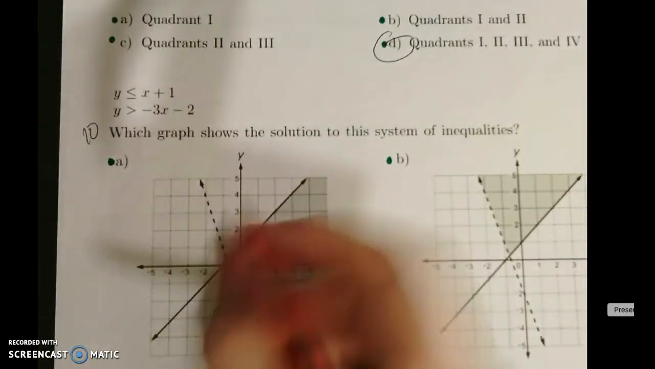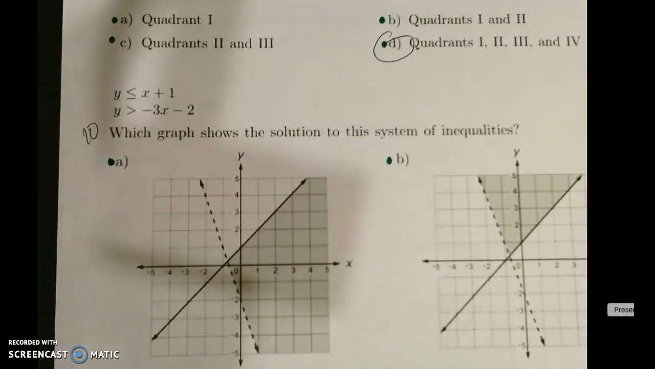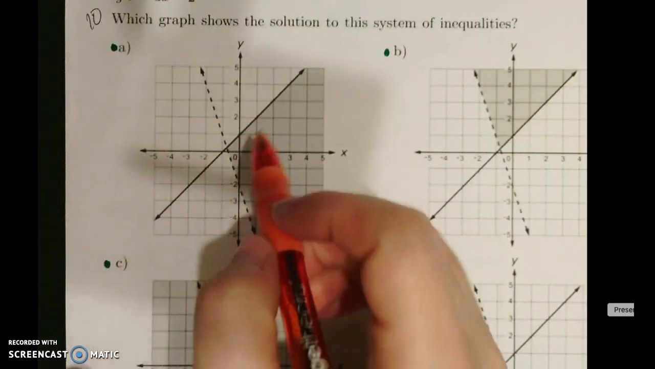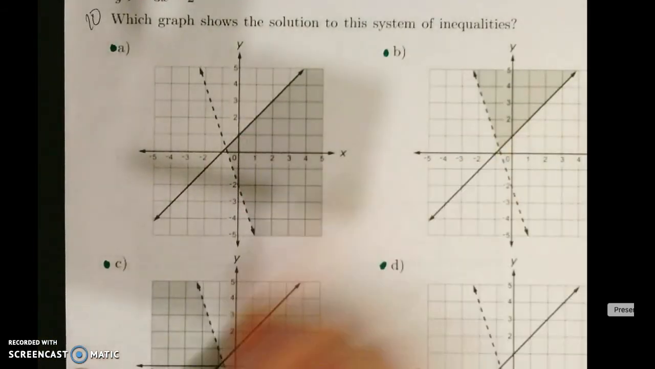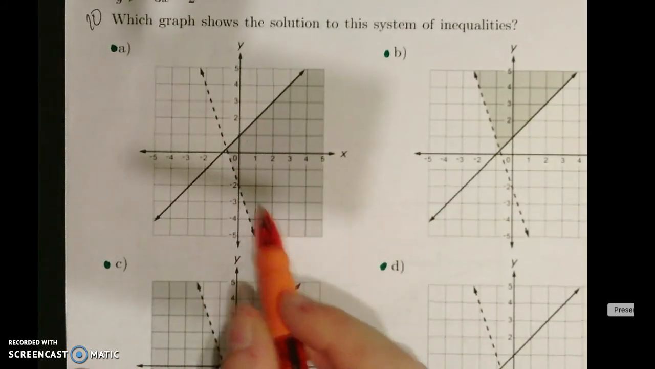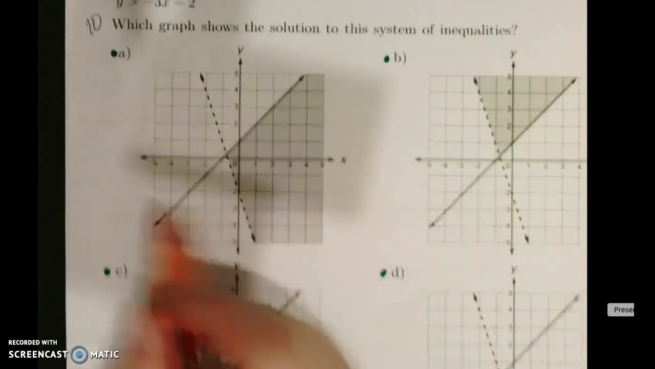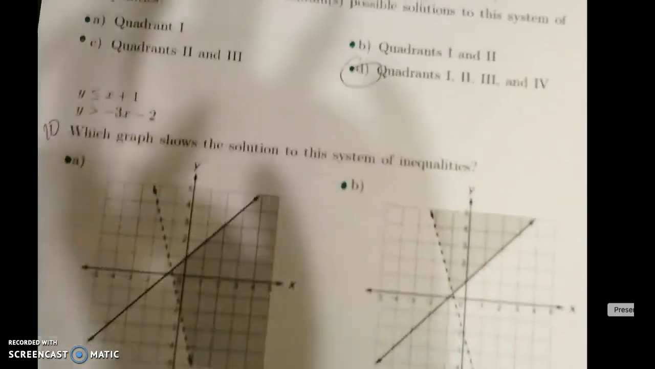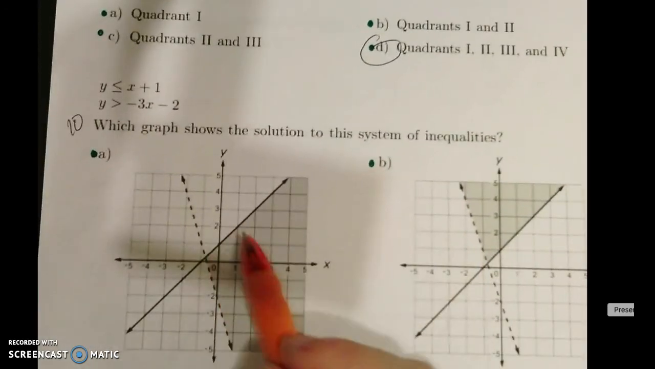Last one, question 10. Which graph shows the linear inequality? Oh my god, again, we should be beasts at this. They all have a y-intercept of 1, and they all have an x-intercept of -2. So again, I'm going to need to do a little bit more work.